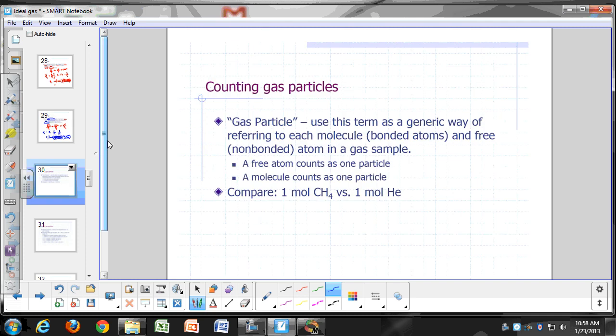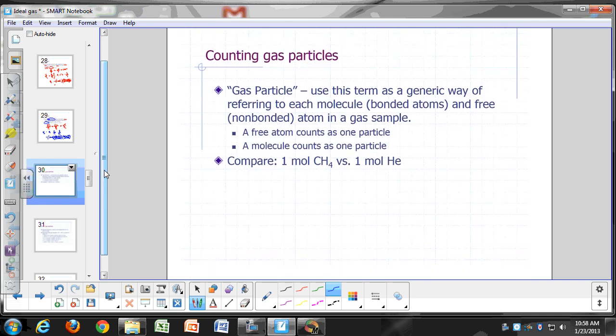All right. About counting gas particles, number of moles. When we use the word particle, we can use that as a generic way of referring to each molecule. A molecule, if you remember, is two or more atoms bonded together, right? When you have a gas, you can either have molecules or unbonded atoms. So just to be generic, if you want to refer to the atoms and the molecules in your sample, we'll refer to them as gas particles.